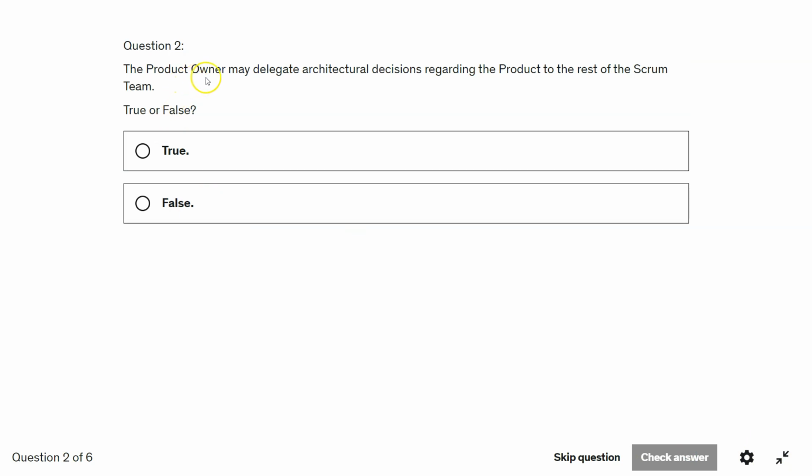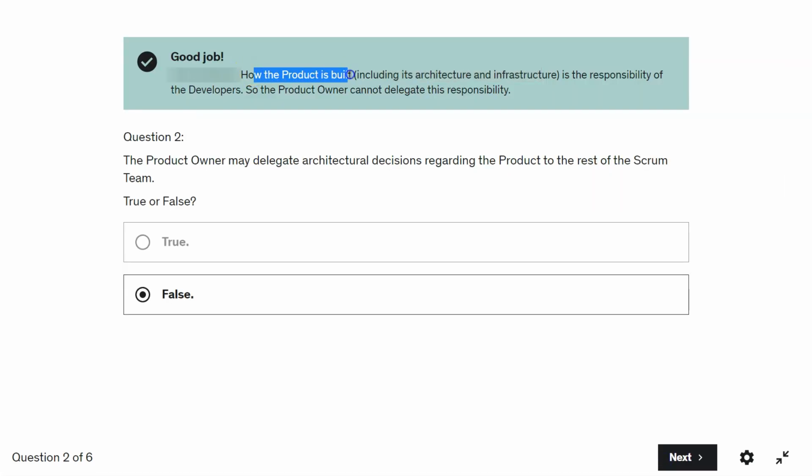Question 2. The product owner may delegate architectural decisions regarding the product to the rest of the Scrum team. Guys, you have to pay attention here. The product owner may delegate architectural decisions. False, because developers only make the architectural decisions. It is not the responsibility of the product owner to delegate this task to the developers. How the product is built is the responsibility of the developers. So the product owner cannot delegate this responsibility.